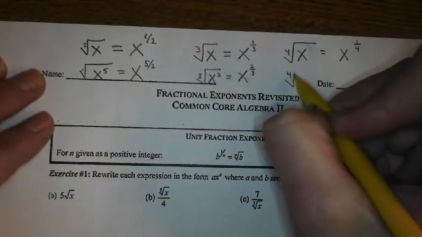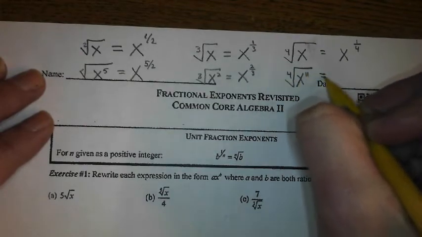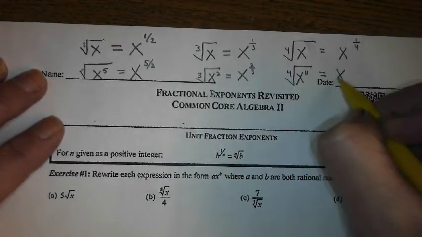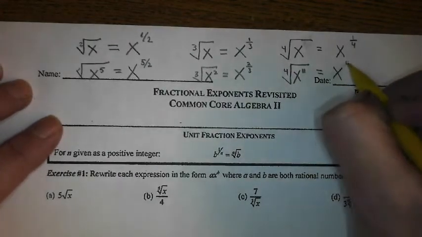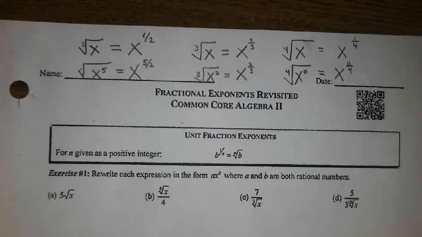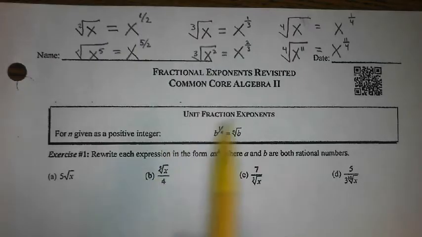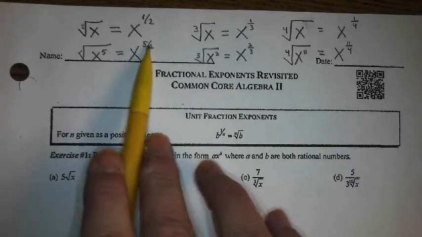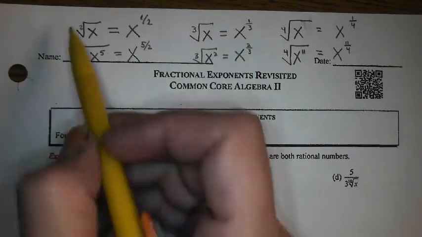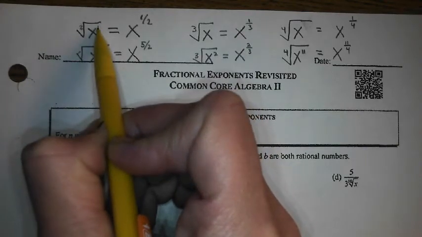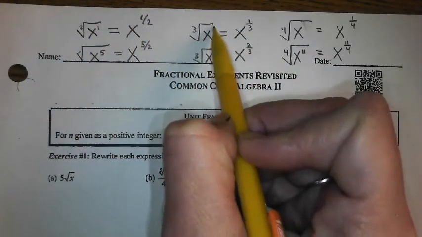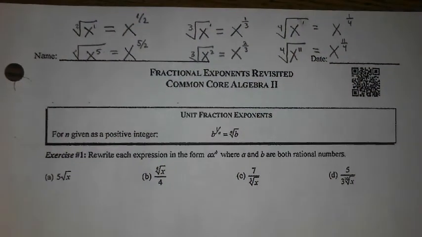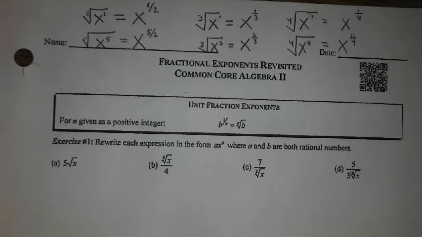If I take the fourth root of x to the 11th, Evan, what do you think that's going to be? The 11/4. Excellent. The root becomes the denominator. If there's a pre-existing exponent, that stays in the numerator. Technically, that's what happened here, right? Isn't this x to the 1st, 1/2? Isn't this x to the 1st, 1/3? Isn't this x to the 1st, 1/4? So the main rule is actually down here.